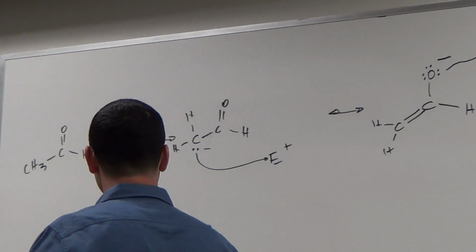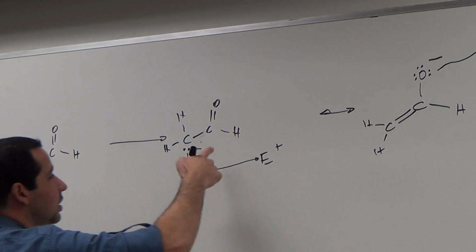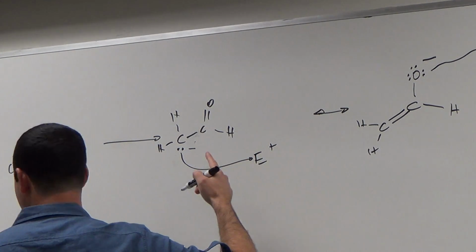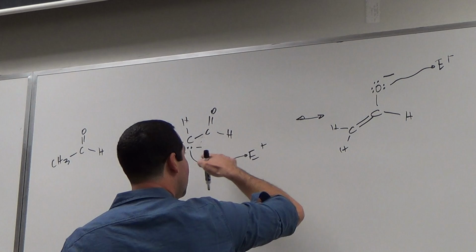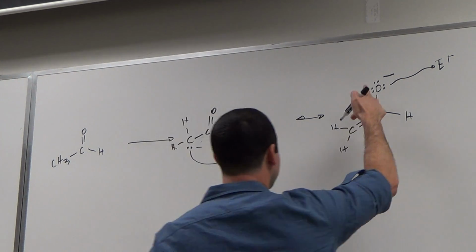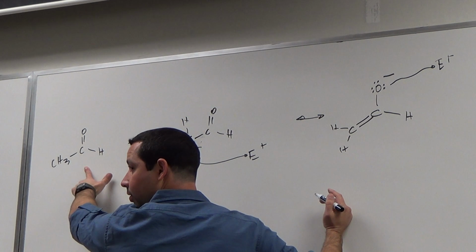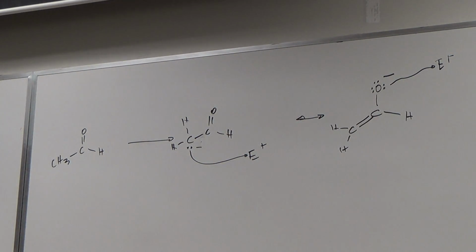So, what's this called from here to here? Yes, it's resonance. But the whole process from this to this is called what? Tautomerization, yes. And tautomerization can be started with an acid or it can be started with a base.